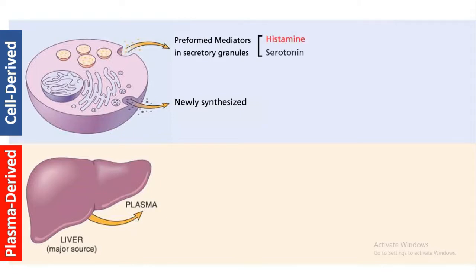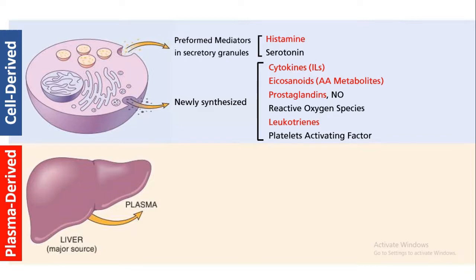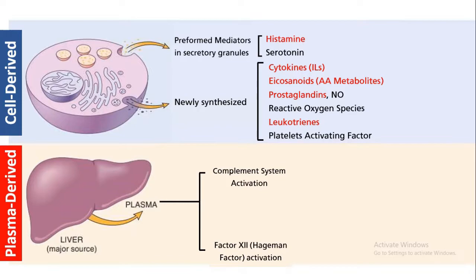Preformed, such as histamine and serotonin. Newly synthesized, such as cytokines, for example interleukins, eicosanoids, prostaglandins, nitric oxide, reactive oxygen species, leukotrienes, and the platelet-activating factor. Plasma-derived, such as complement system activation and factor 12, Hageman factor activation. Plasma-derived chemical mediators are secreted by the liver into plasma as inactive precursors. We are going to discuss topics that appear in red, starting with histamine.